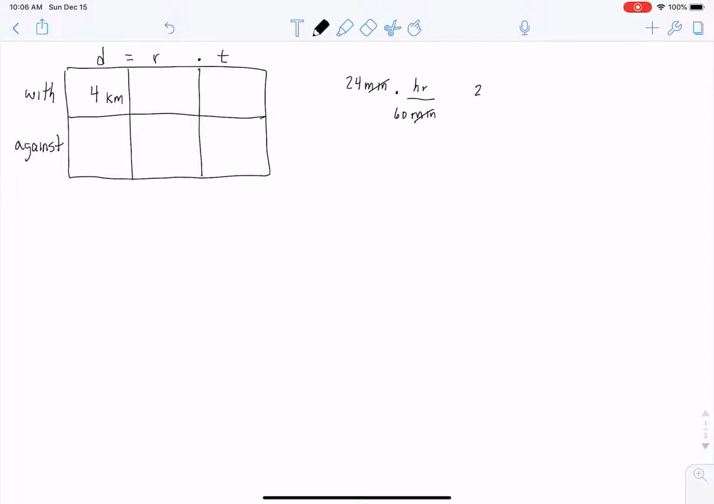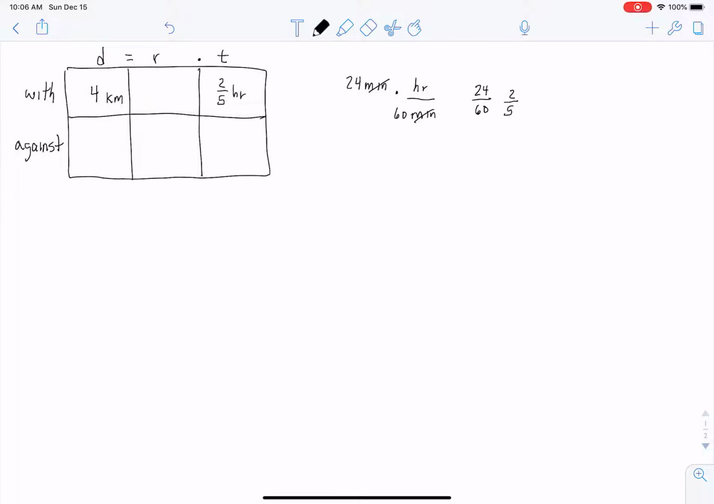So 24 over 60, right? That reduces. 12 goes into both, so 2 and 5. We have 2/5 of an hour. You could have left it in minutes, but it's odd to give speeds or rates in something per minute. But you could have left it as 24 minutes.